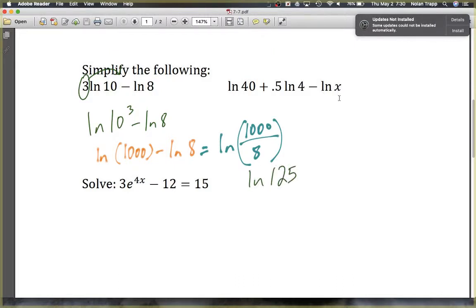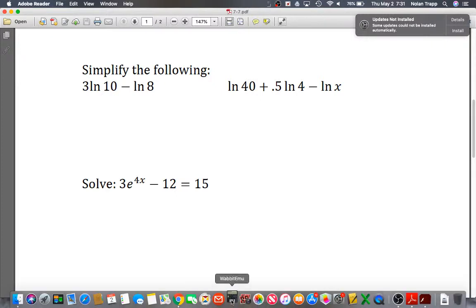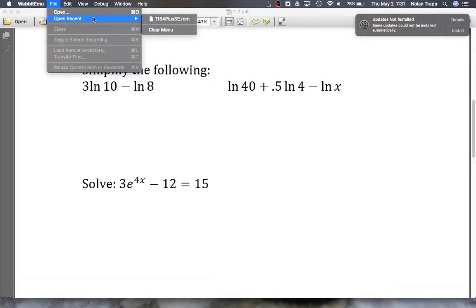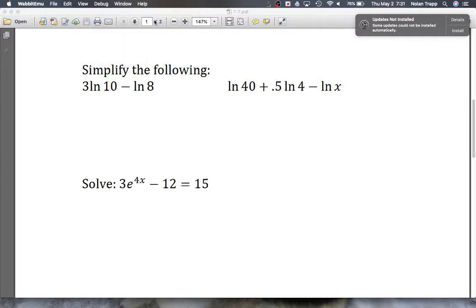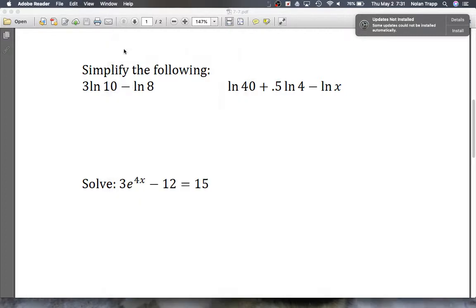Do note that you could use your calculator once again to solve that. I'm going to go ahead and pull that up so we can do that real quick. So, calculator. So, all I have to do is type ln of 125. You see the ln right there, hopefully. Enter. So I get an answer of 4.828.